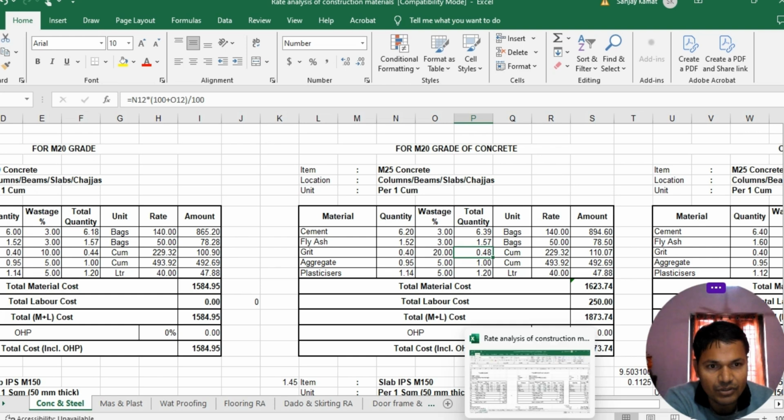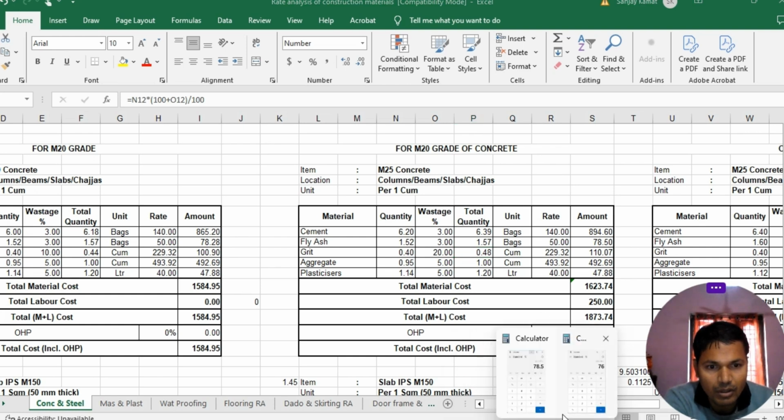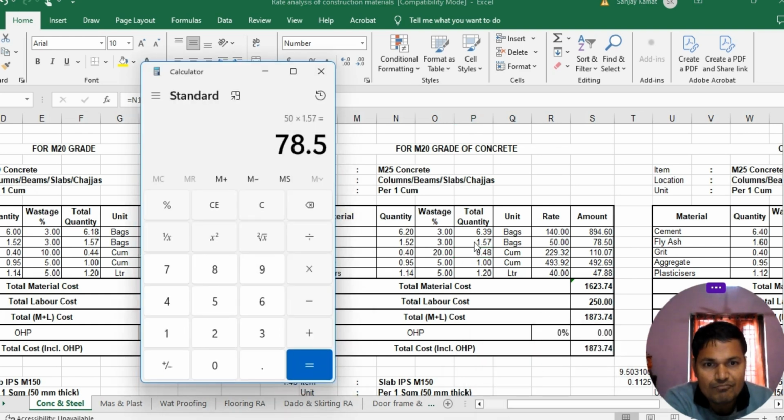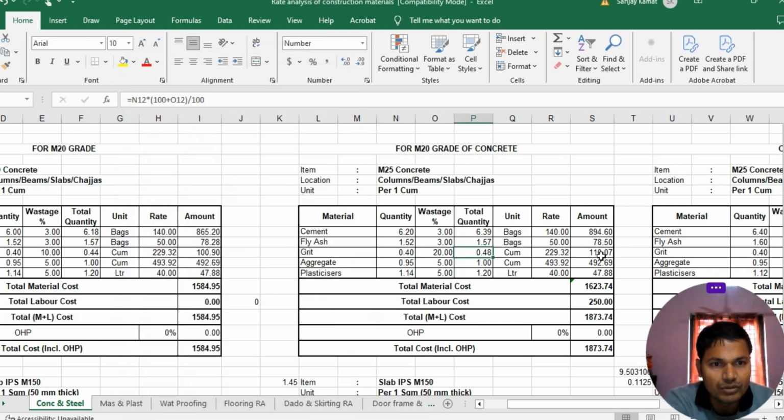Let's do it in the calculator. Is it coming exactly or not? 0.48 into 229.32. How much is it coming? 110.07. This is correct, so no need to edit.